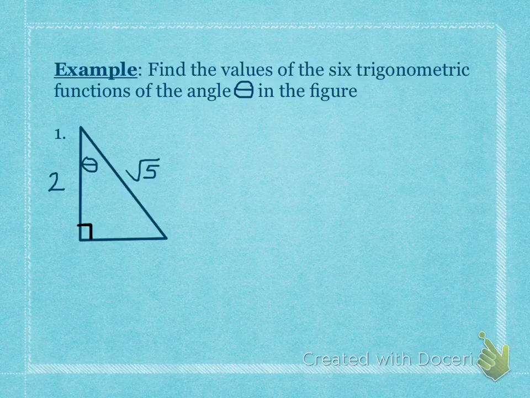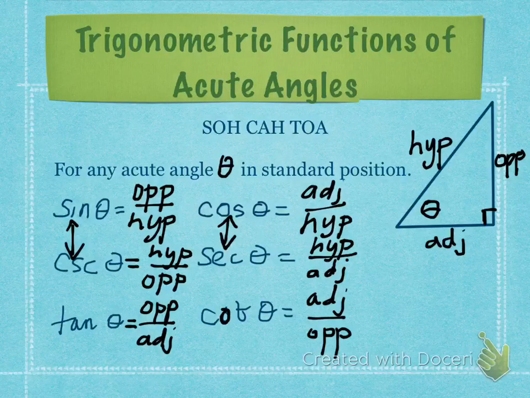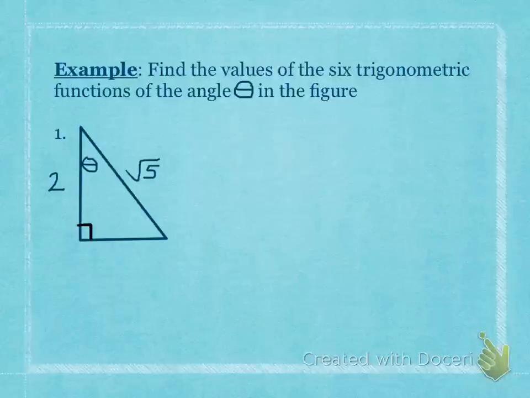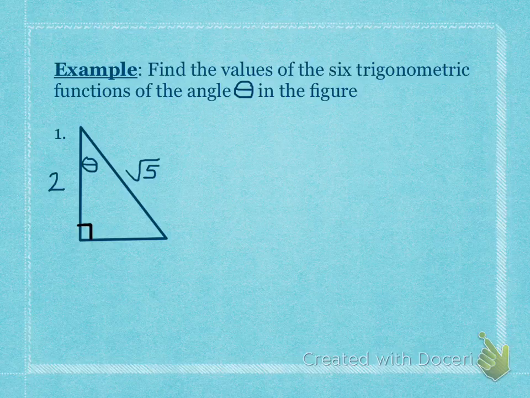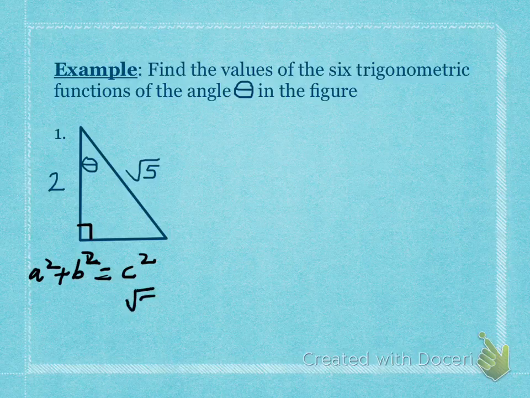Now, if you'll remember this previous slide, in order to find the 6 trig functions, I need the 3 sides. And I don't have all 3 sides in this problem listed so far, but I have a formula that will allow me to find it, which is a squared plus b squared equals c squared. Pythagorean Theorem. So, let me ask the one that has no choice. What is c in this problem? Square root of 5. And I love squaring square roots because they cancel.